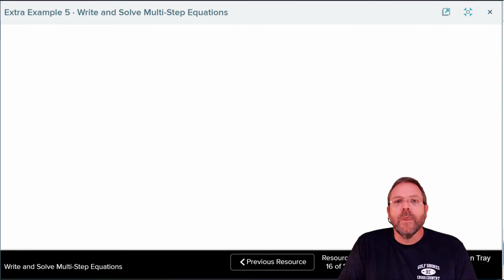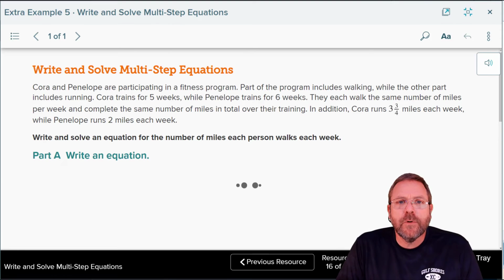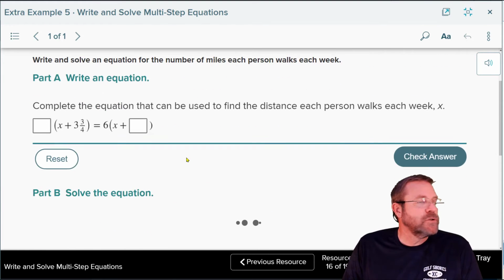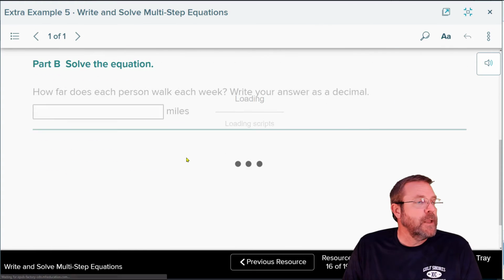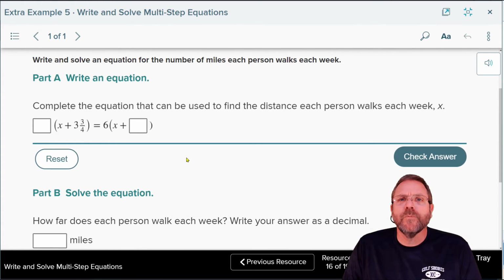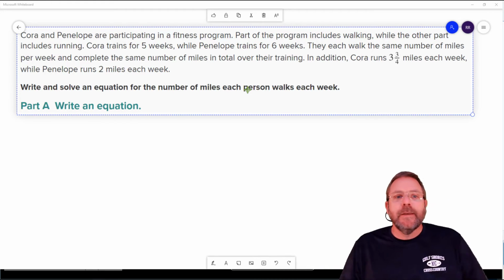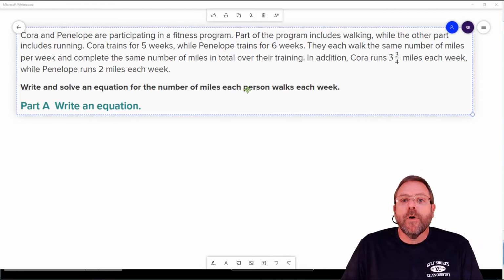From here, we're going to reset that one and go on to your last problem to work on your own. Read through it, create your own equations, solve your own equations. It's going to give you a chance to check the equation you came up with first, and then for you to solve it right here. Good luck. Cora and Penelope are participating in a fitness program. Part of the program includes walking, while the other part includes running.